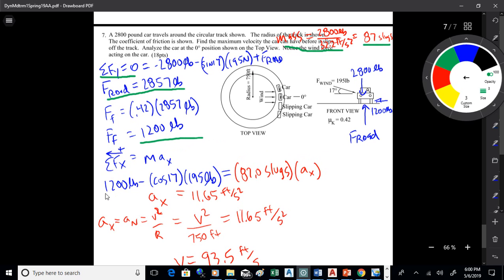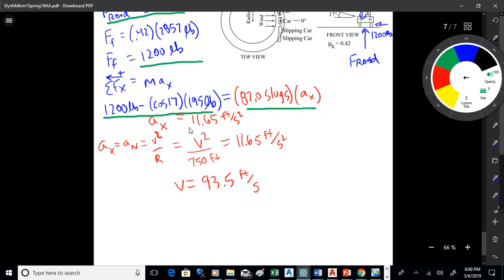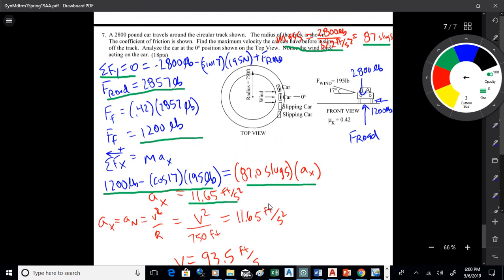Then you can sum F equals ma. You get the 1200 friction minus the component of the weight going the other direction is equal to the mass times a. So a is 11.65, and that equals v squared over r. So that'll get you the velocity at 93.5 feet per second. So this was in the imperial system. It is worth learning this because we still use the imperial system a lot in this country. It's used in industry a fair amount, so it's something to be comfortable with.